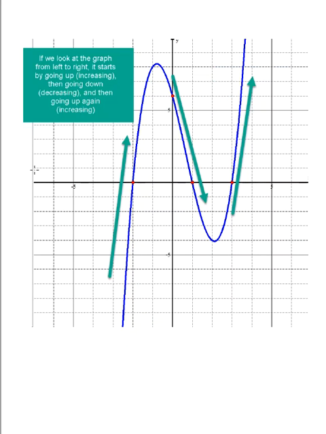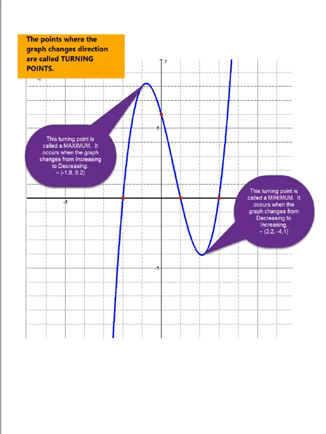One thing I do want to talk about though, what we're leading up to, is being able to write increasing and decreasing intervals. If we look at this graph, from left to right, it starts by going up, or increasing, and then it goes down, or decreasing, and then it goes up again, and that's increasing. The points where it changes direction, remember it was going up and then it was going down, where it changes direction, that's called a turning point.